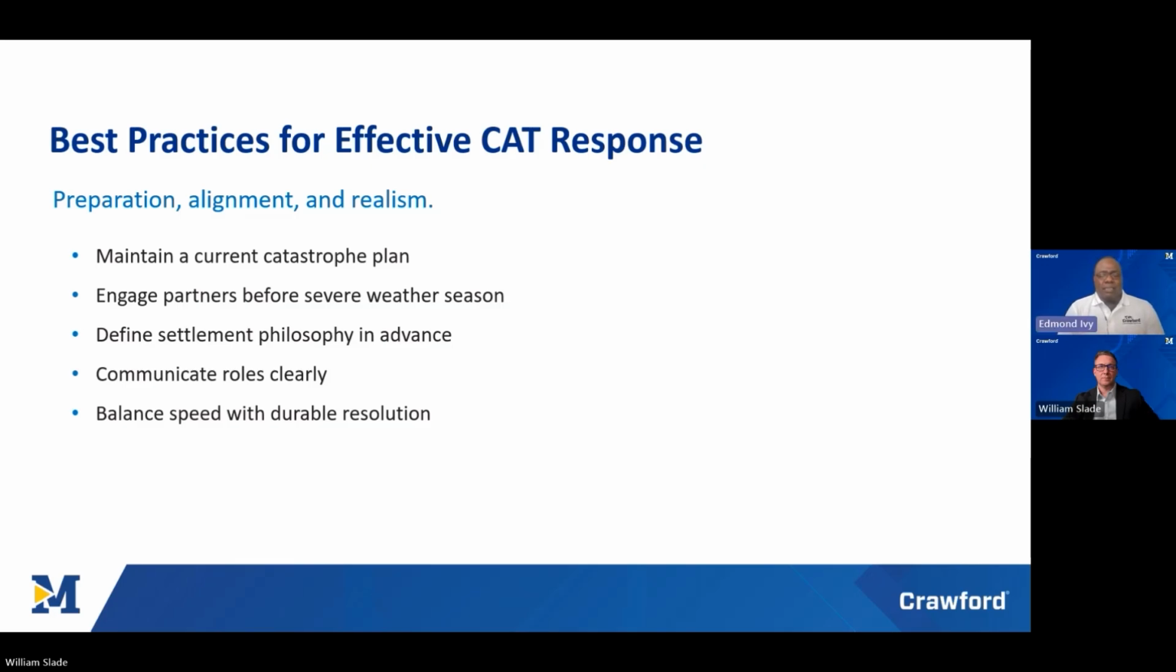All right. Well, here are some best practices. The first thing is to maintain a current CAT plan, and that CAT plan should be reviewed annually. The second thing you should do is engage adjusting partners before CAT season and define your settlement philosophy in advance, taking into consideration some of the scenarios that are presented and some of the pros and cons. You should also communicate clearly and consistently to all stakeholders so they know their role in your CAT response.